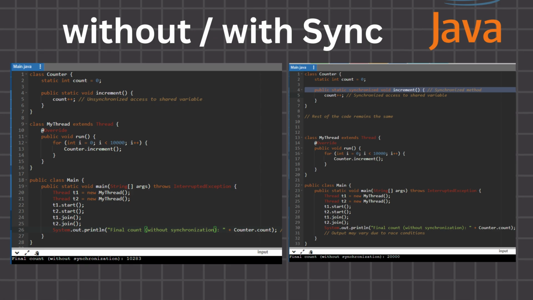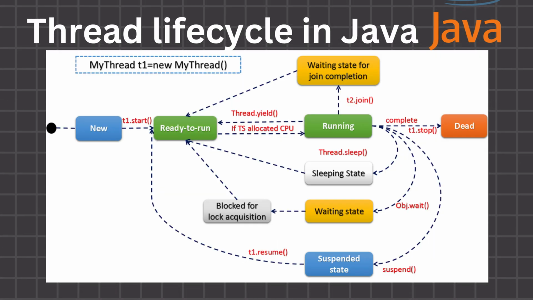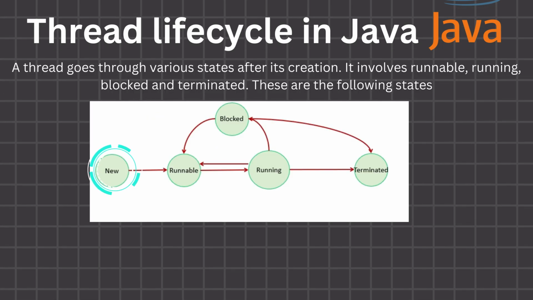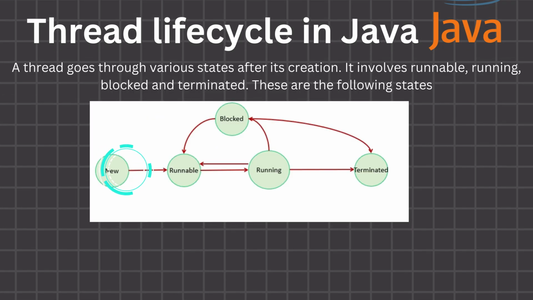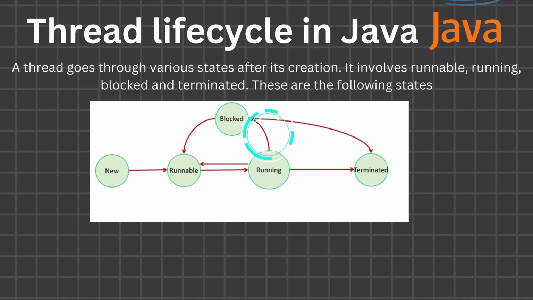to unexpected behavior. And let's explore the lifecycle of a thread and the various states that a thread goes through during its execution. A thread goes through various states after its creation. It involves runnable, running, blocked, and terminated. These are the following states.